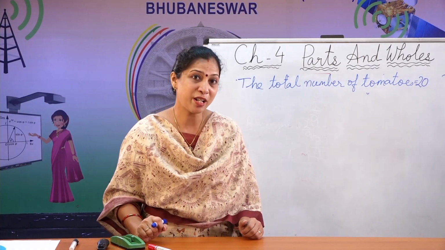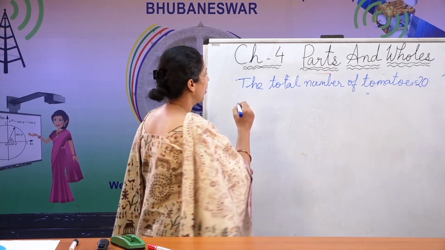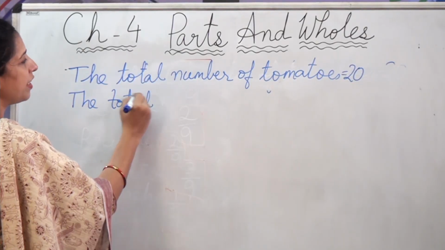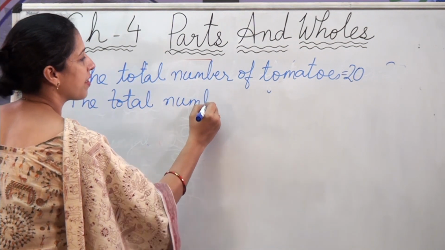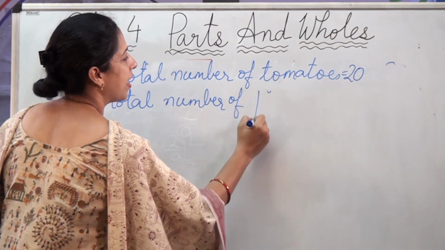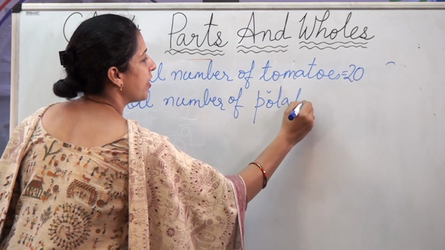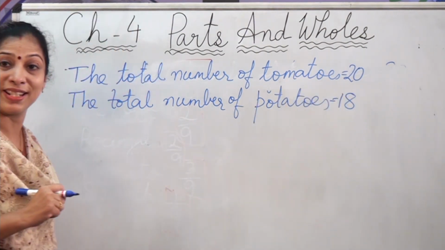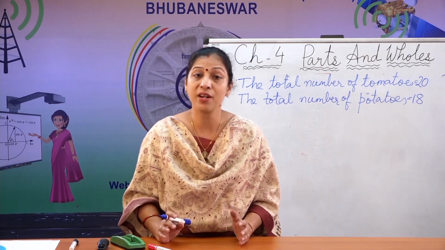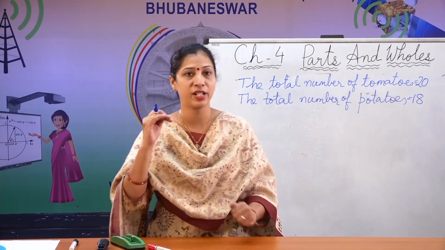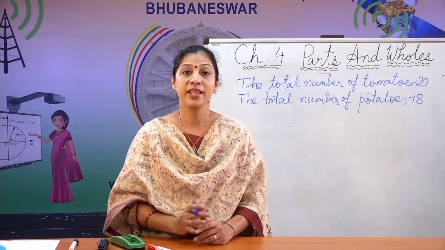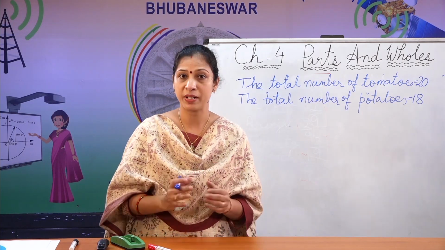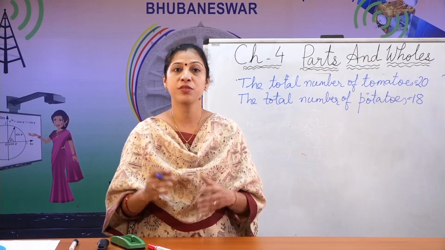And how many total potatoes are there? The total number of potatoes are, yes children, keep on counting, equal to 18. So when we have found out the total number of tomatoes and the total number of potatoes, then only can we find out how many potatoes Abu Bakar got and how many potatoes Shriza got.